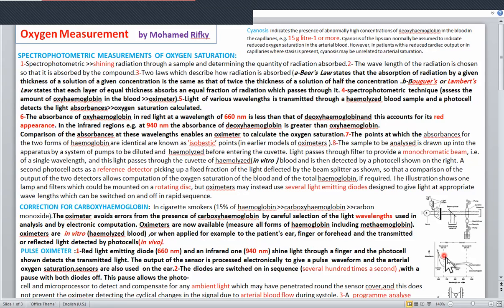The point on the curve we will show you: there are two curves with differences regarding the absorption of the different light wavelengths. We have the red and the infrared. Sometimes there is similar absorption of the two types of hemoglobin. This point is called the isosbestic point, which was used in the previous old oximeters.